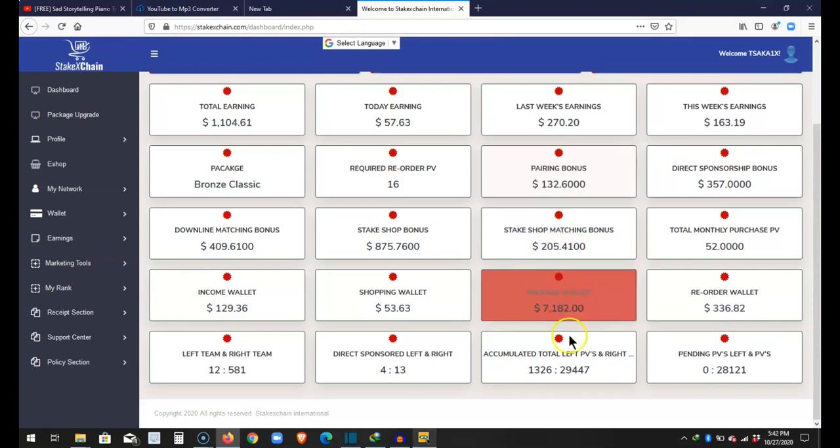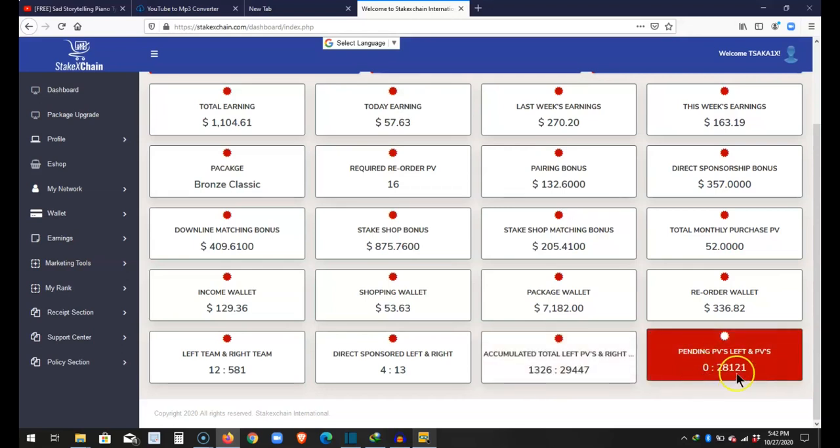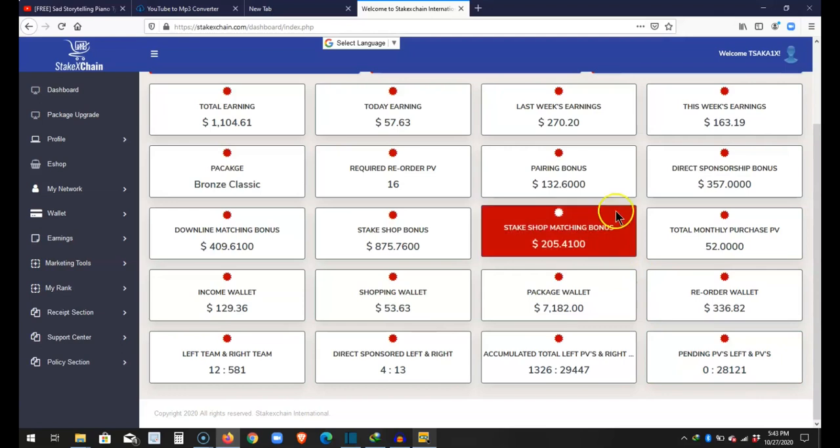So basically this one shows you how close you are to ranking as well. It also shows you how many binary points you have left to be paid on. And when you look at the right figure, just multiply it by 10%, and it tells you that this account has over $2,812 left of pairing bonus to be earned.